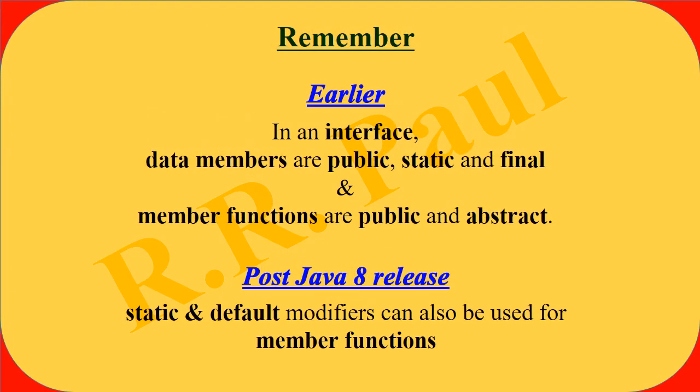Keep this in your mind that in an interface, data members are public, static, and final, and member functions are public and abstract. So while declaring these, you need to take care of these tips. But post Java 8 release, 2 more modifiers have been added to it: static and default.